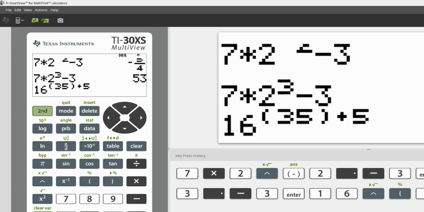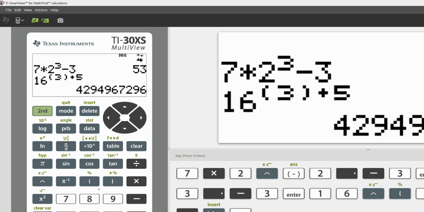Because the first one, 16 to the 3 plus 5, it is 4294967296. We would need the whole thing. Because the first one, number 1, 16 to the 3 plus 5, that whole thing is the answer. Because we don't have a decimal, we're not going to be able to round to 3 places after the decimal. So it is that entire number. That is which one? Number 1.